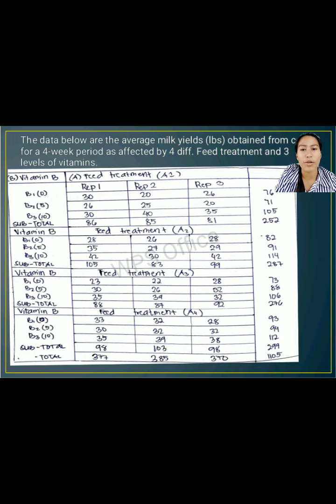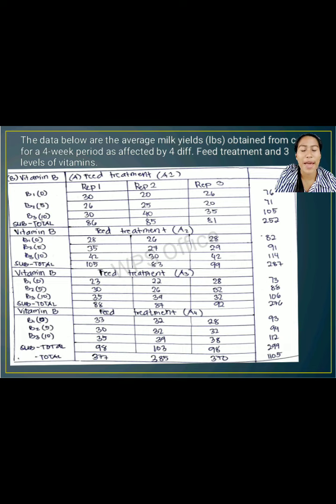The same process applies to the following treatments. A sub 2, vitamin B sub 1: 28 plus 26 plus 28 equals 82. B sub 2: 35 plus 27 plus 29 equals 91. And B sub 3: 42 plus 30 plus 42 equals 110. Then, add them all, so we have a subtotal of 287.